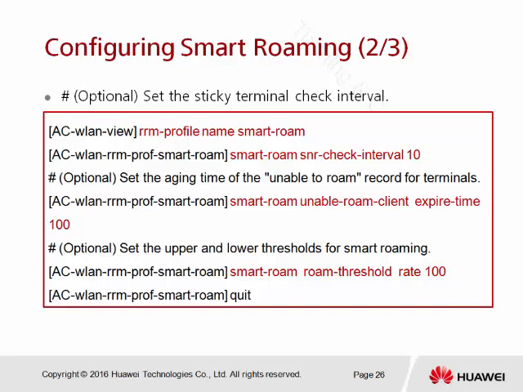And the last one is setting the threshold for smart roaming. It is very simple, just use smart roam threshold followed by the rate. Okay, giving the value here.